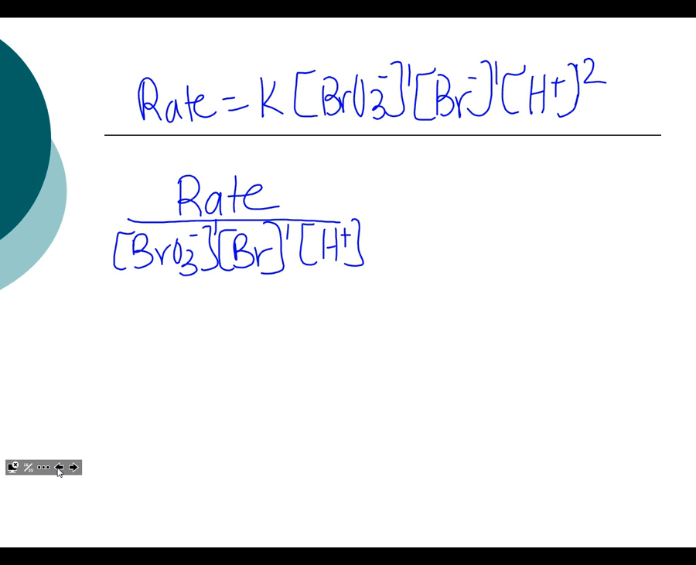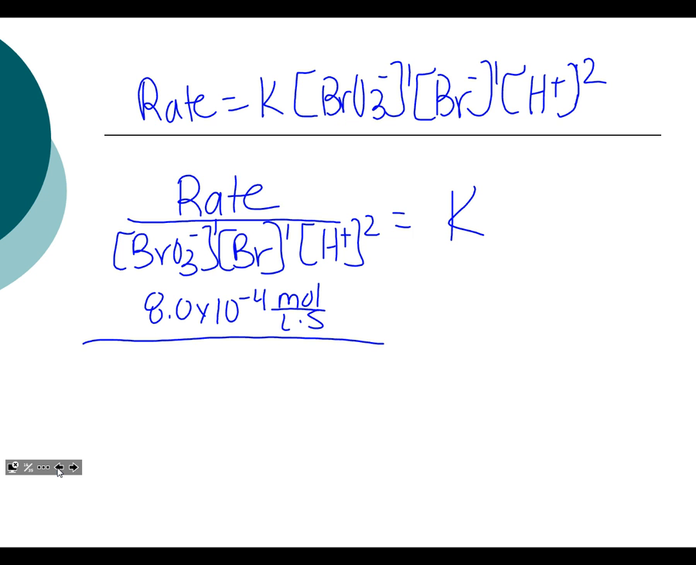Okay, so using experiment number 1, I have 8.0 times 10 to the negative 4th moles per liter second over 0.1, and I'm going to put my units in here because I've got to do a unit analysis. Moles over liters, 0.1 moles over liters, and 0.1 moles over liters, but be careful, this one is squared.